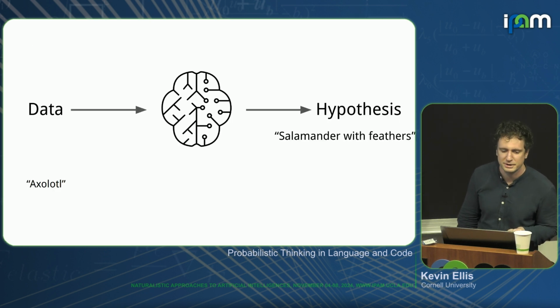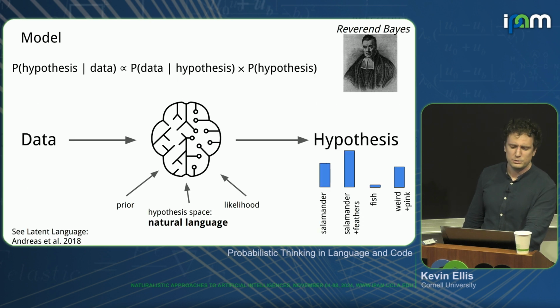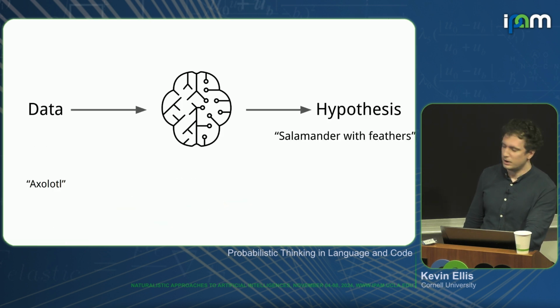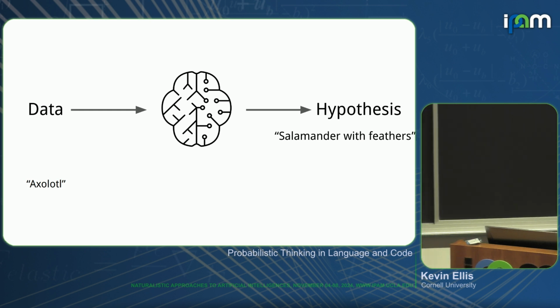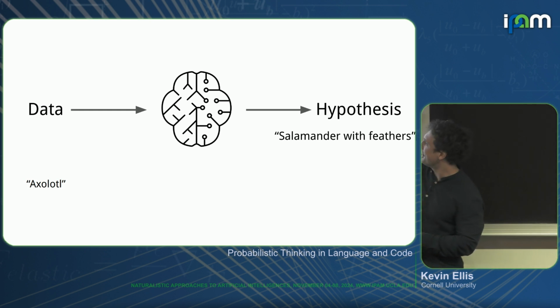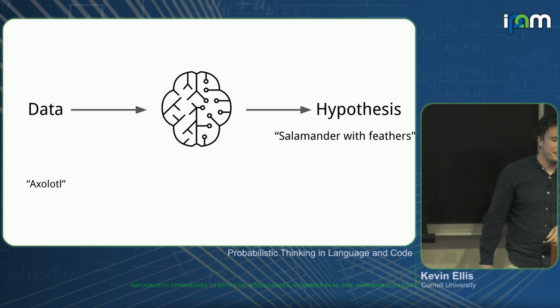There should be a picture of an axolotl there. I'm sorry it's not showing up. Ooh, the axolotl pictures all got destroyed. Okay, so there should be a picture of an axolotl. You could then hypothesize it means like a salamander with feathers.